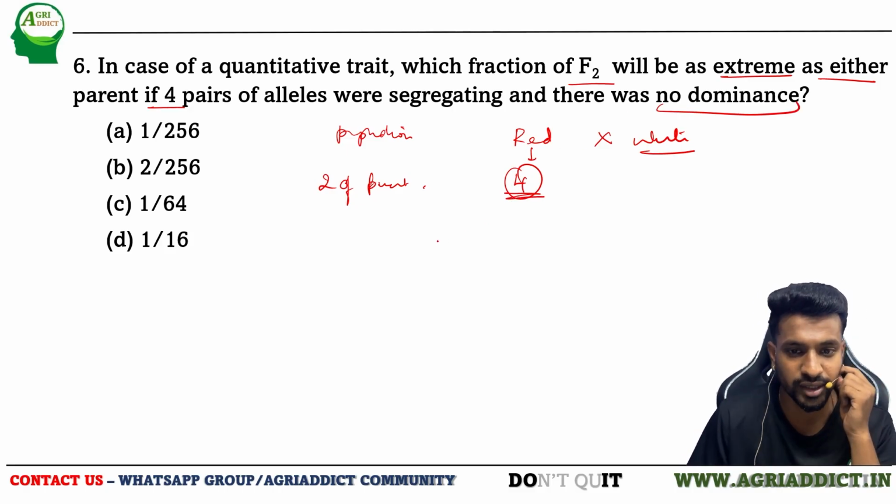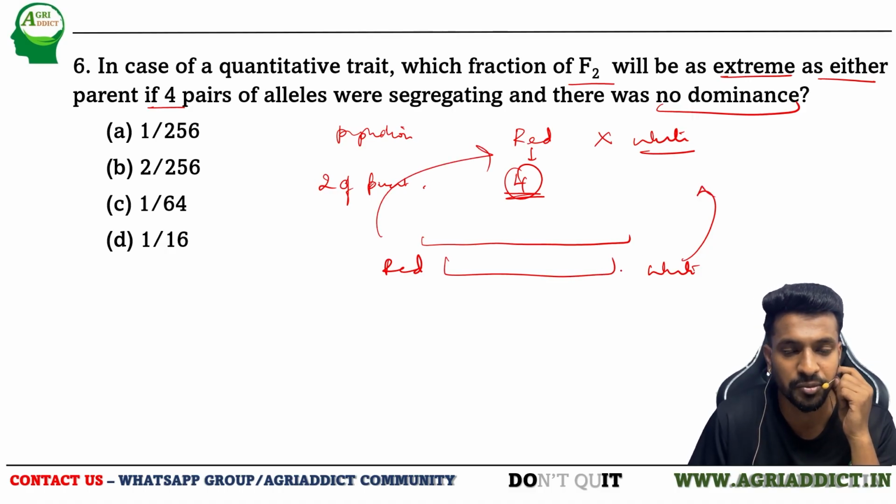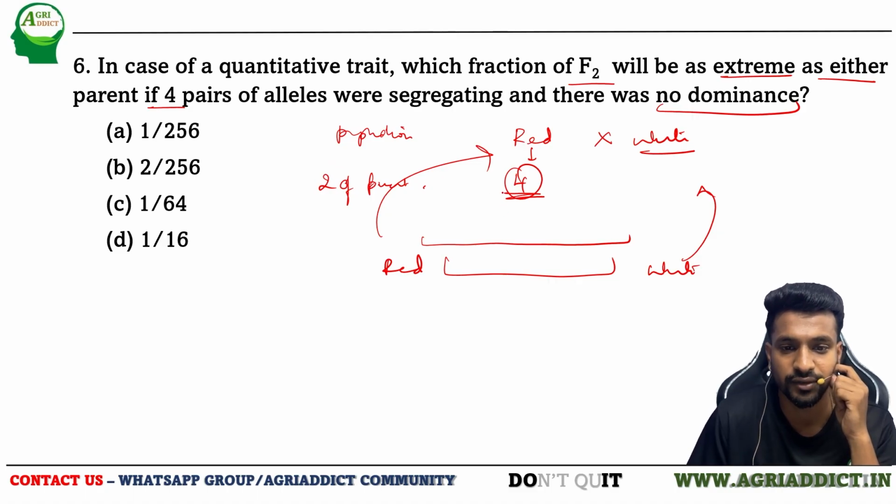If there is no dominance, there will be an array of phenotypes that we will be getting, in which the extremes would be red and white, which will be similar to the parents, and in between there will be different colors. So this is with regard to the quantitative trait. And when the four pairs of alleles are segregating, how many of them will be of the extreme parent type? This is what they are asking.